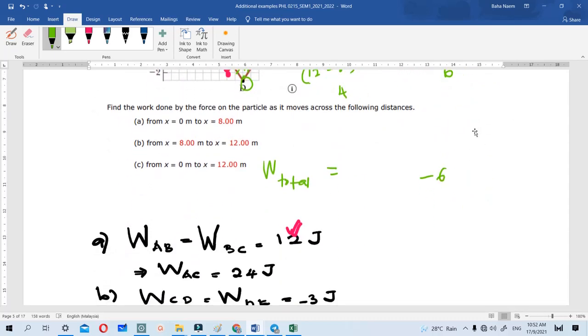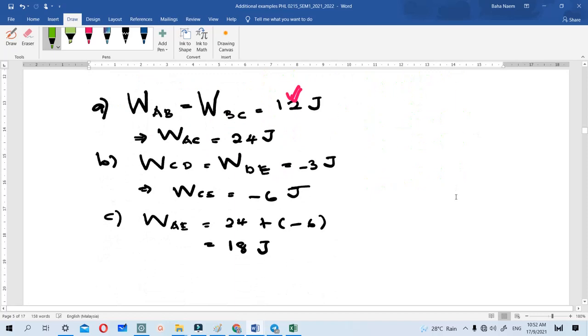Okay, with 24. So it should be something like this. Adding up all the numbers. So the answer is 18 joule.